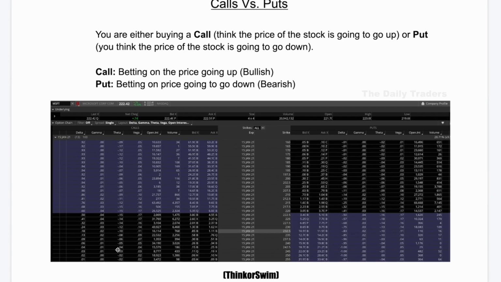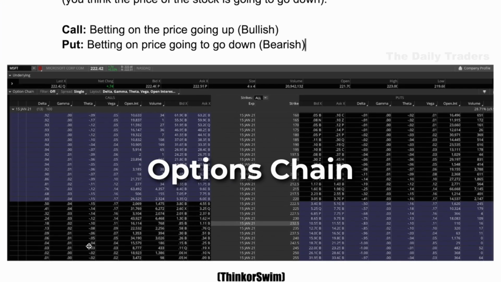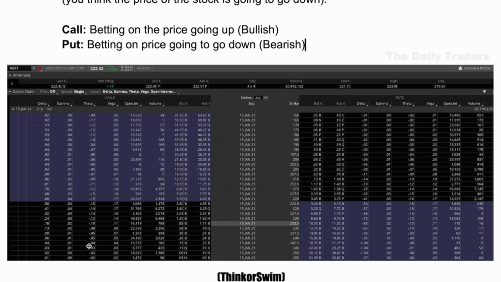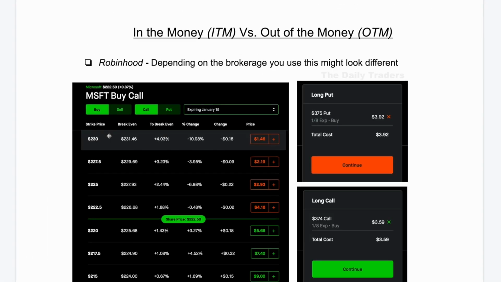So this screenshot is an options chain. Now this is TD Ameritrade's Thinkorswim platform, the platform I use to trade. It will vary on what brokerage you're using, on what platform you're using to place your trades. So it might look a little different. I know Robinhood looks different, but I will show you an example of that later on in this video.